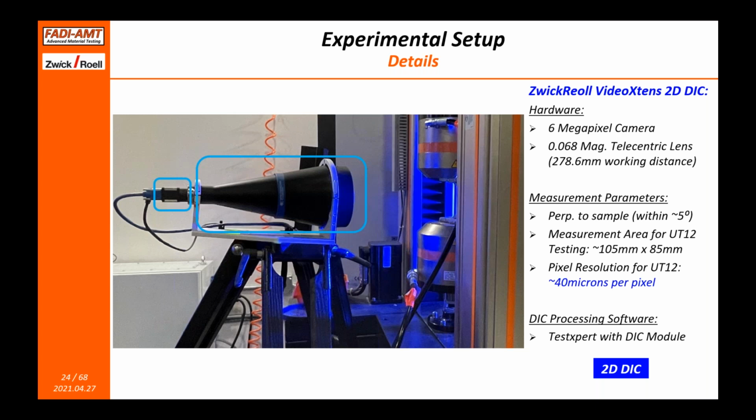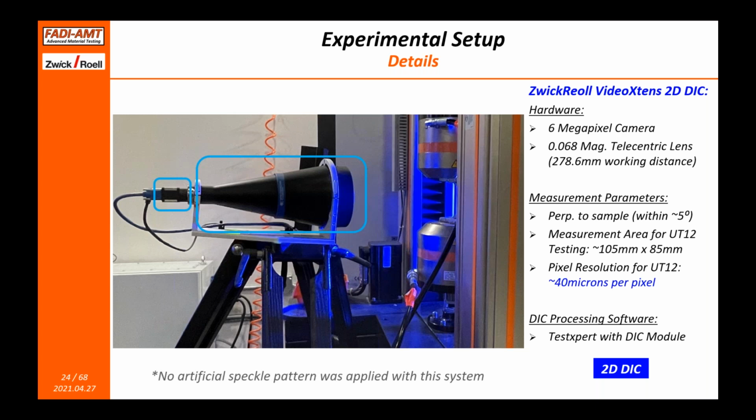This telecentric lens gives us a nice field of view that covers this sample size. The camera for this system is a little bit lower resolution, but it's still fantastic resolution, 6 megapixels. And therefore, you can see my pixel resolution for the measurement was around 40 microns per pixel, which is still very comparable to the other two systems. And the difference is really insignificant. For this particular system, we will use this label, which is 2D DIC in blue.